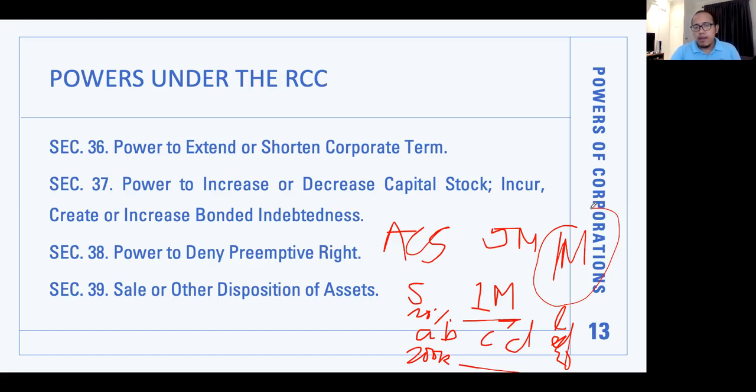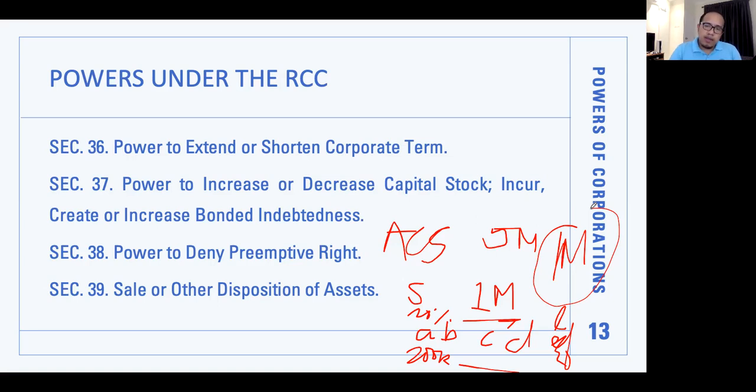Sa general rule, may preemptive right ang mga existing stockholders. Meaning, bago ka kumuha ng unissued at ibebenta sa public, dapat i-offer mo muna yan sa mga existing stockholders for them to choose and decide kung bibilhin ba nila o hindi yung respective 20% nila in our example. Yung 20% at ma-maintain yung kanilang ownership o interest over the corporation.